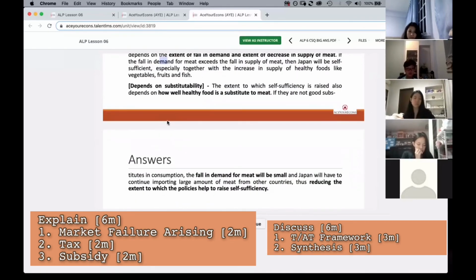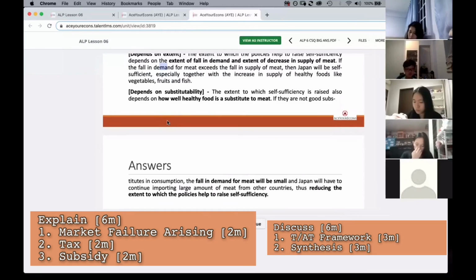Next, you may want to comment about the substitutability, or the degree of relationship between healthy food and meat. So the assumption here is they are substitutes, but whether they are weak or strong, we don't know.